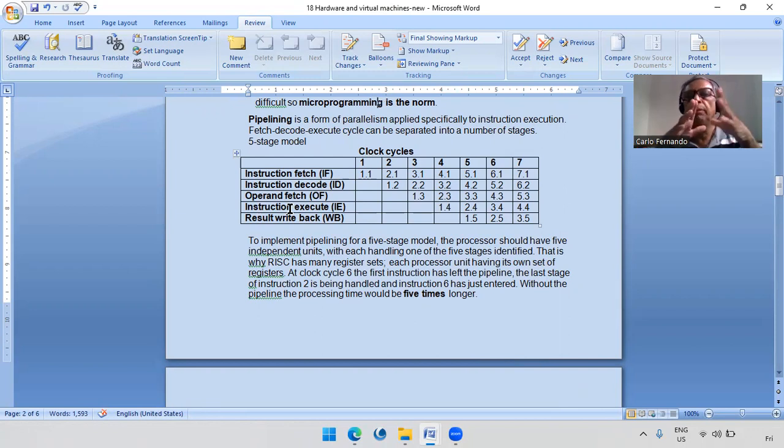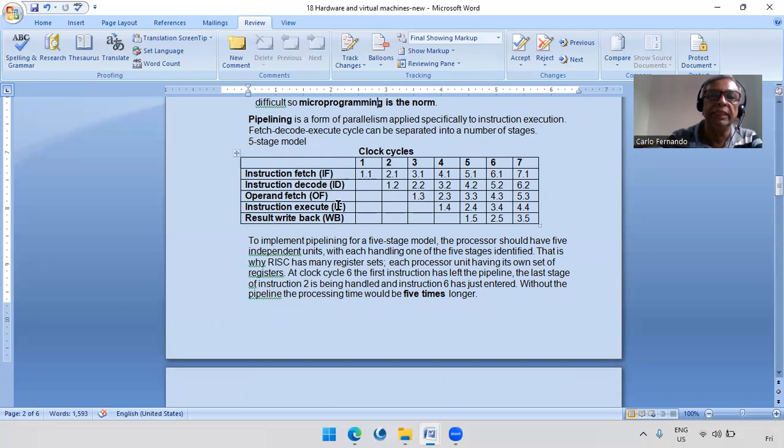So how do you remember how an instruction is executed? First, you fetch, then it is decoded, and finally executed. 3 stages in this, right? 3 stages in the breakdown of the tasks. But this cycle can be separated into a number of stages.